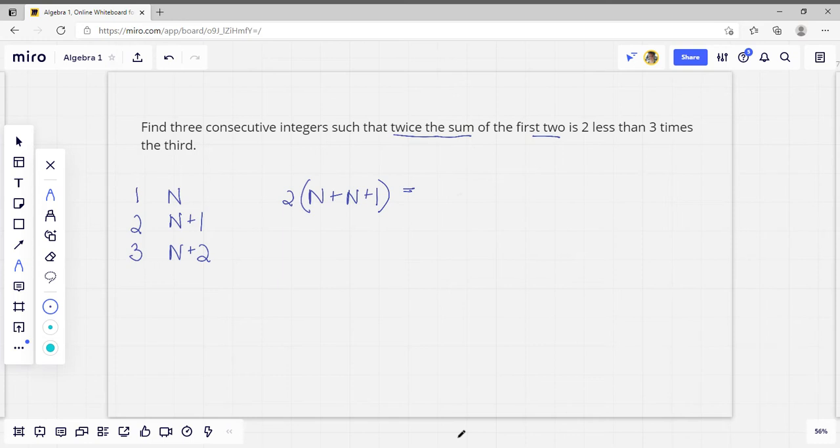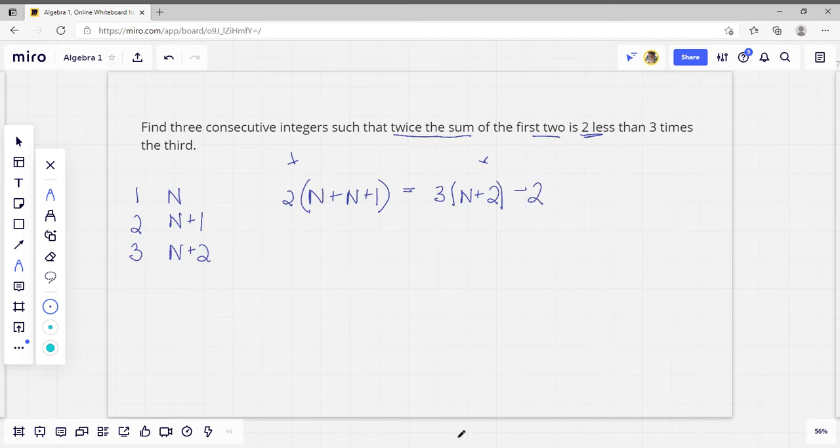Twice the sum of the first two is 2 less than 3 times the third. So we need 3 times the third. And our third is n plus 2. So there's 3 times the third. But we have 2 less. So this side over here is 2 less than this side. So what we have to do is subtract 2 over here. That's just like we've been doing with these. Alright, so now all we have to do is solve.